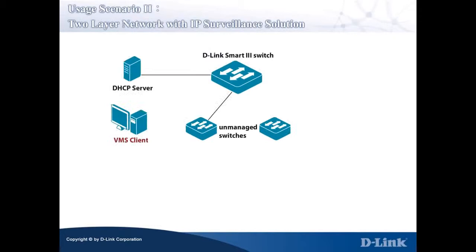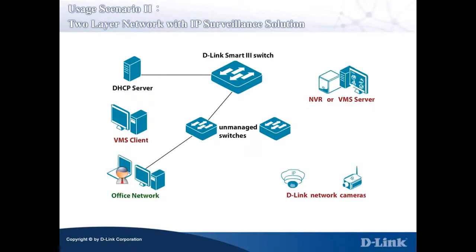Usage Scenario 2 is a two-layer switched network with the Smart 3 switch as the core layer switch and two unmanaged switches as the access layer switches, as shown in the diagram. In addition, similar to Usage Scenario 1, we have an existing DHCP server, a VMS client, network cameras, and an NVR or VMS server. Here we use the VMS server. The office network with user computers connects to one of the unmanaged switches.